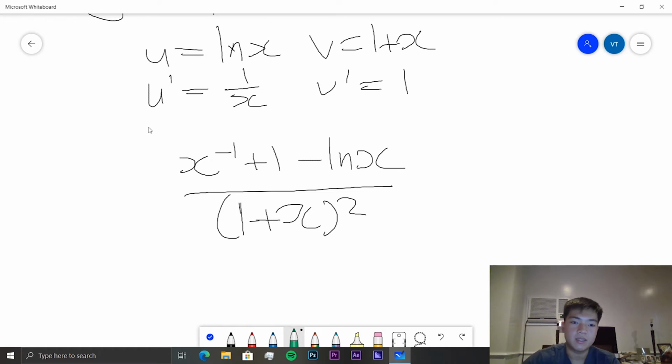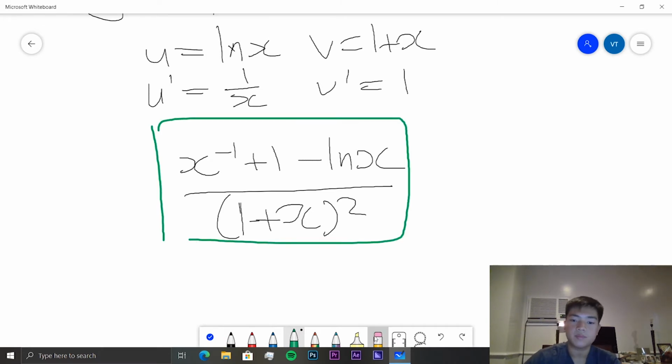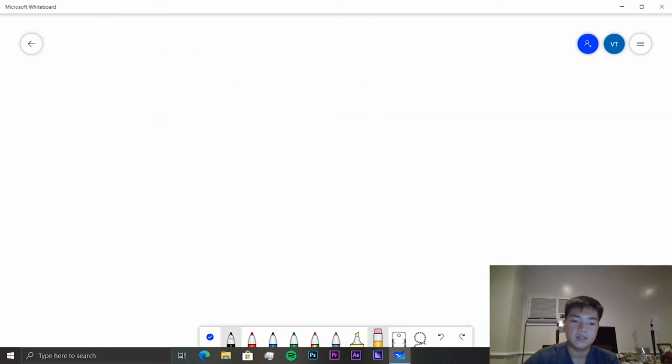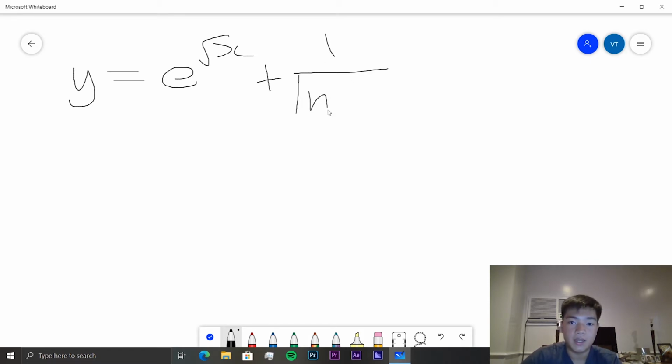So yeah, this should be the correct answer. Next, we have: find the derivative of the following function. y is equal to e to the root x plus 1 over ln x. So, okay, this is already split apart for us.